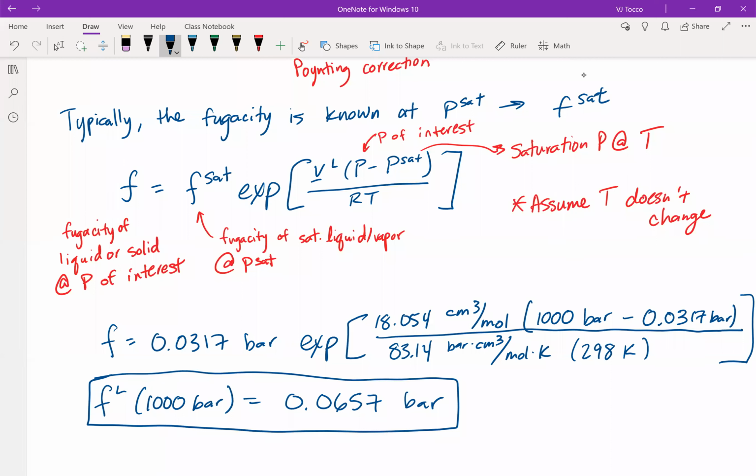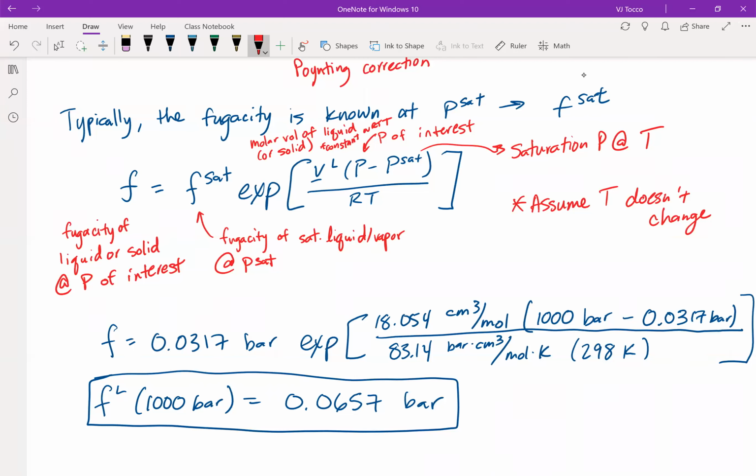Now, a couple more key points. I forgot to annotate, this is molar volume of liquid or solid. And obviously, if it's a solid, it'd be V under bar S instead of L. Molar volume of solid, and key that we assume it's constant with respect to T. Okay, so keep that in mind as well.